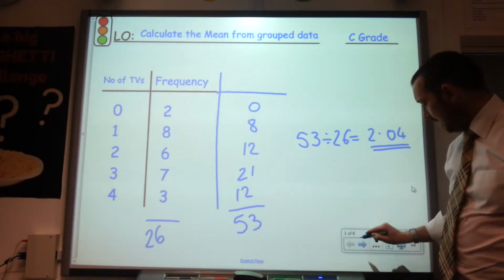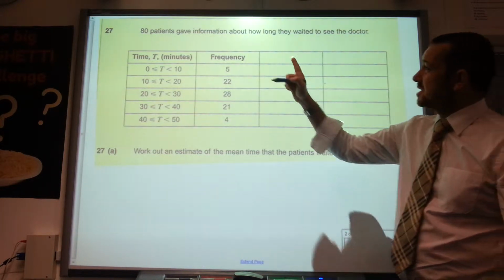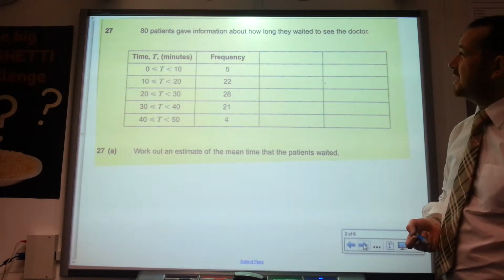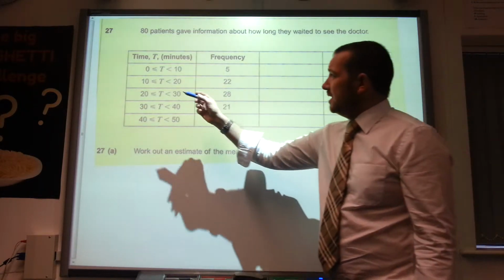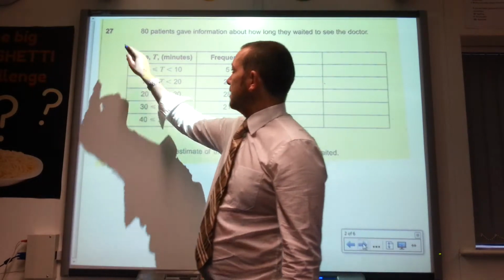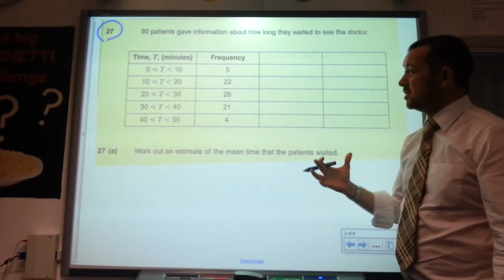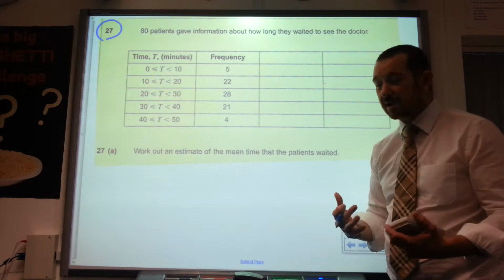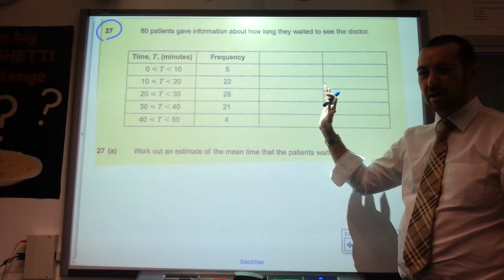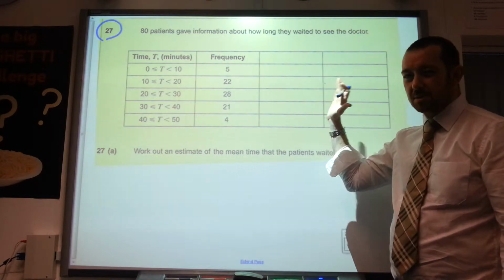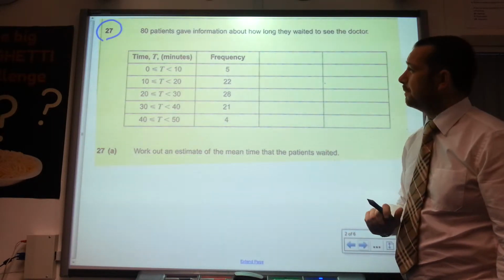We're going to crank it up a notch here, go for something slightly harder. If we look at this question here, it says 80 patients give information about how long they waited to see the doctor. Now, this is actually from an exam paper, and notice it's question 27. So you're going to find this question well towards the back of a calculator paper. But look, notice here they've got these extra columns on as well. Sometimes they don't put extra columns on, sometimes they just leave it blank for you to put columns on and spot that you've got to do that.